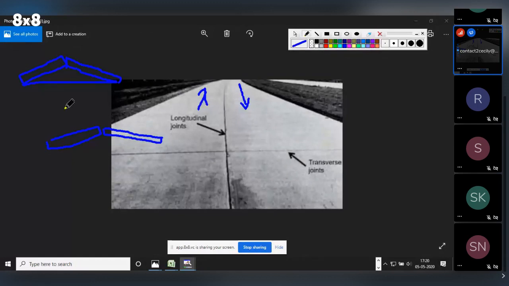It was in your geometric design. We provide this cross sectional slope for drainage purposes. If rainfall falls, then it will drain along this slope. What is this called? What is the name of this cross sectional slope in your geometric design? First element of your cross sectional slope. Hmm? Anyone? Pritha, Simon?